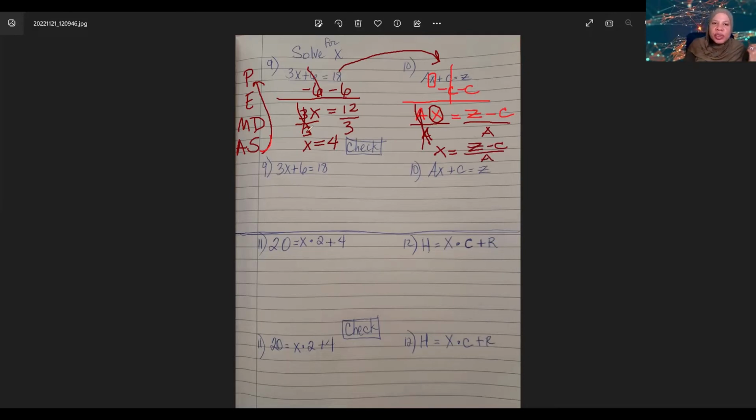Now for the check, for this one right here, you get x equals 4. You plug in 4 wherever you see x. Remember, it's multiplication, so we want to use a raised dot or parentheses.